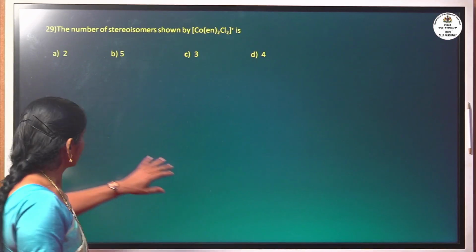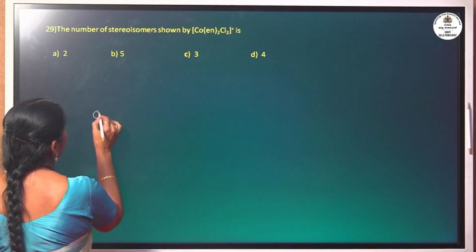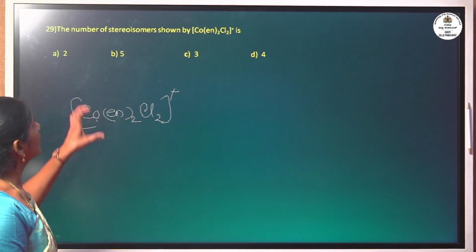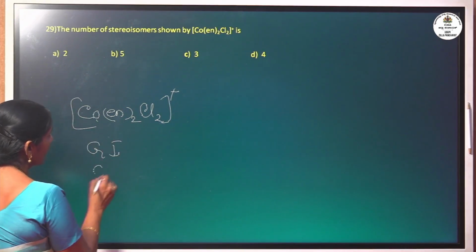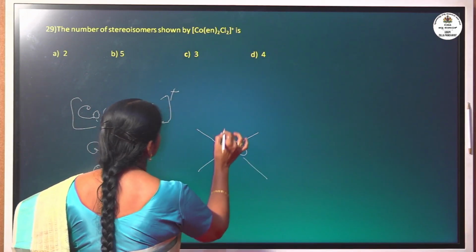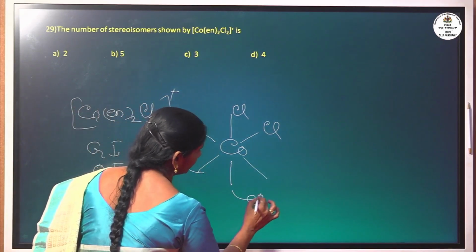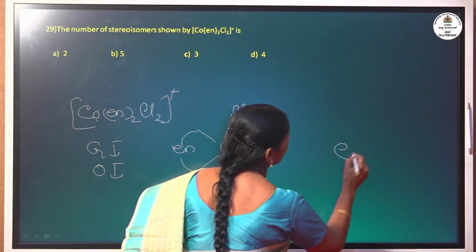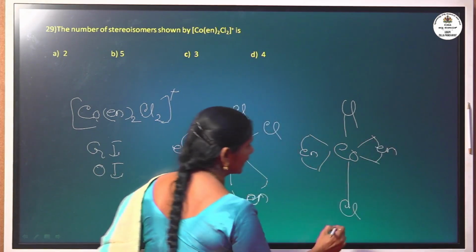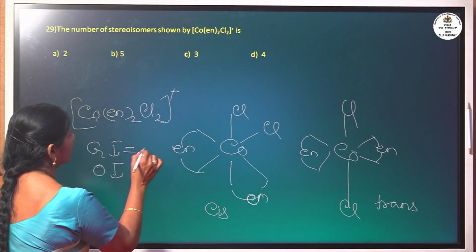The last but one question is question number 29. The number of stereoisomers shown by Co(en)2Cl2 plus is? How many total stereoisomers means both geometrical isomers and optical isomers should be considered. Now to look at the geometrical isomerism, you have one cis form, this is cis, and the other one will be the opposite arrangement of the identical ligands. This will be trans. If you consider these two, this is cis and this is trans form. So there are altogether two geometrical isomers.